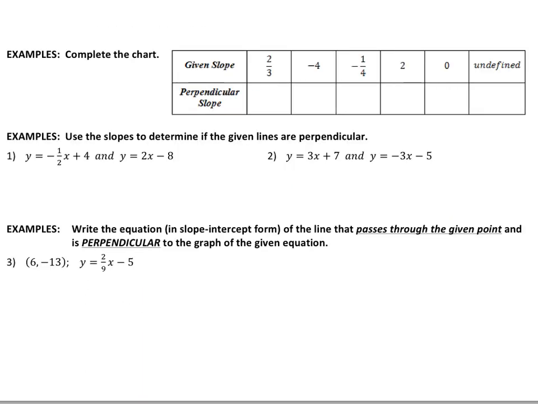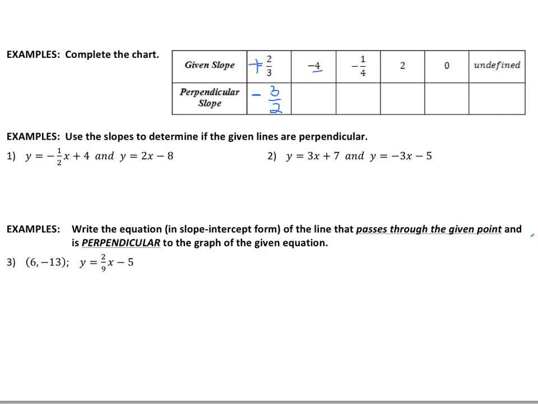So let's look at this next example. They want us to complete the chart. They give us a slope and they want us to write the perpendicular slope. Well, the given slope 2/3, the perpendicular slope, of course, is going to be negative because this one's positive. So if one of them is positive, then the other one has to be negative, and then you just have to flip it. So it would be 3/2. Simple enough.